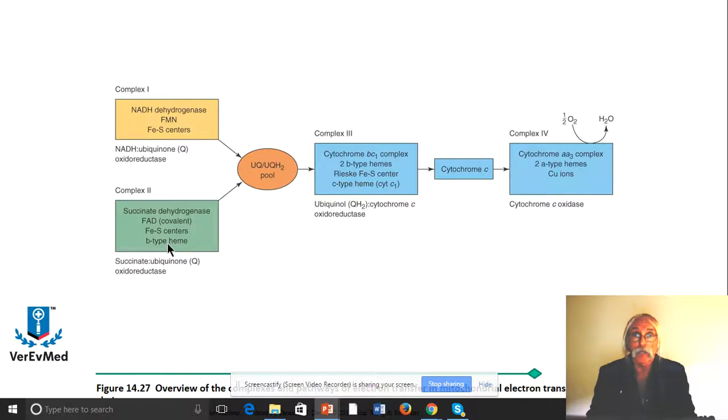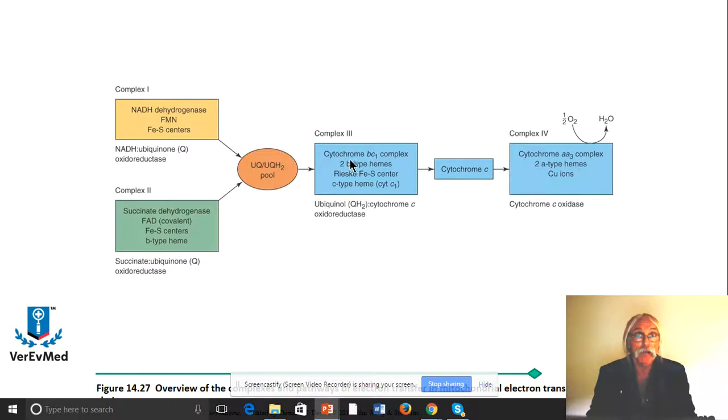We're going to have iron sulfur centers. We're also going to have a B-type heme. Now, the auxiliary enzyme for complex 2 is going to be the one that, again, rebuilds that redox state, and that's a succinate ubiquinone oxidoreductase. Again, it drives electrons into the ubiquinone pool, and then those electrons are going to make it to complex 3.